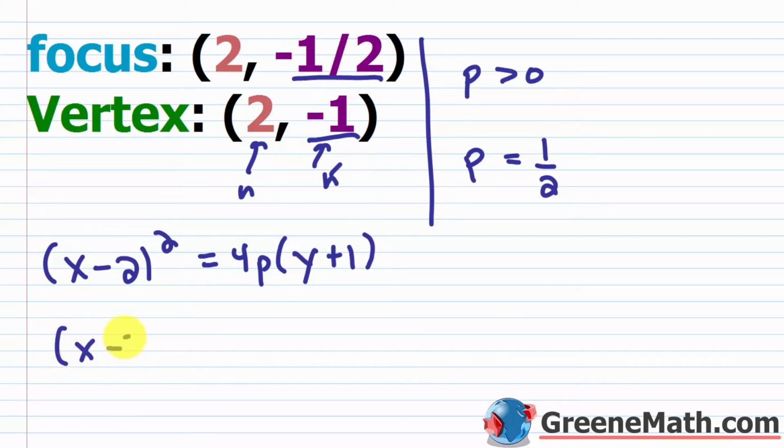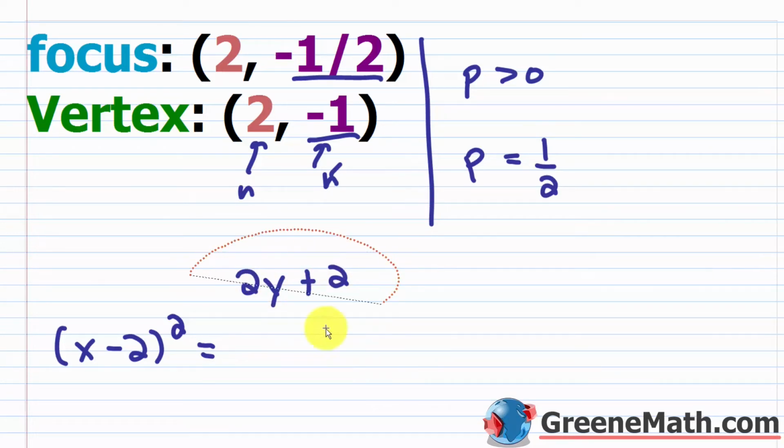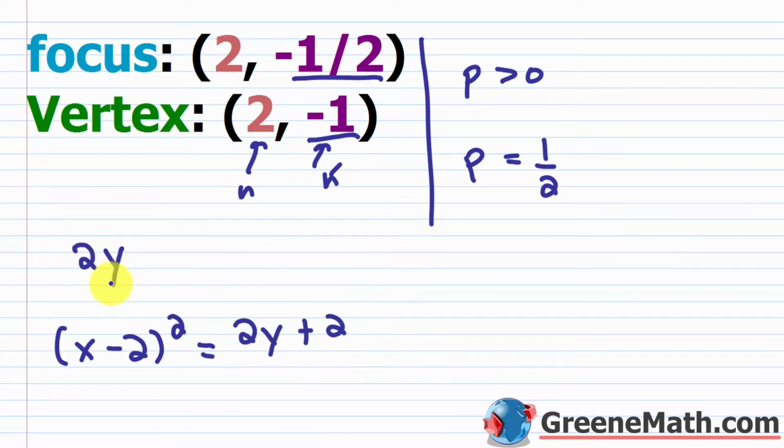I say x minus 2 quantity squared is equal to 4 times 1/2 is 2 times the quantity y plus 1. So you can leave it like this. Some teachers will accept it, or you might want to simplify it and solve for y. In that case, you just want to distribute this and say this is 2y plus 2. And then to solve for y, I'll say that we have 2y is equal to, I'll subtract 2 away from each side. So x minus 2 quantity squared, and then minus 2.